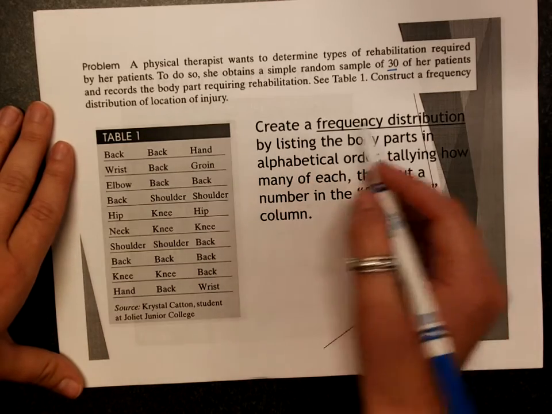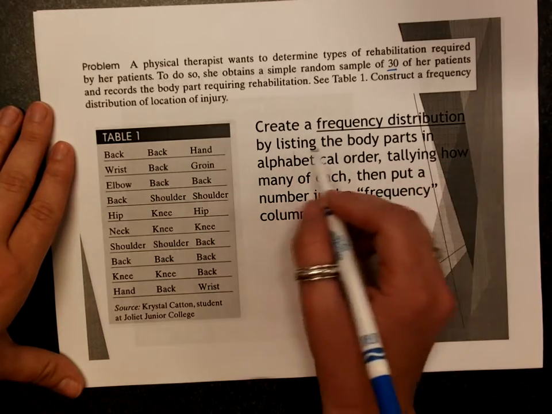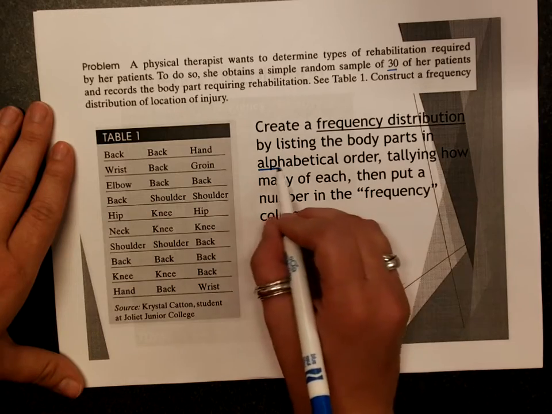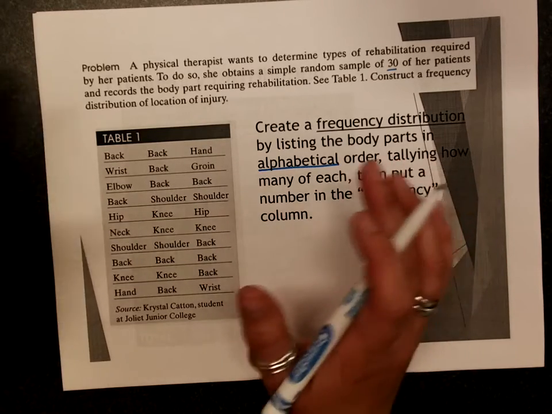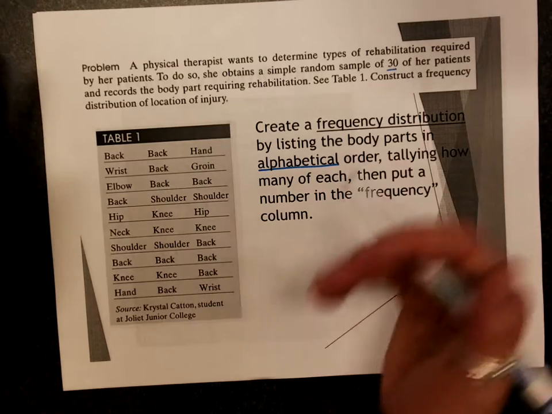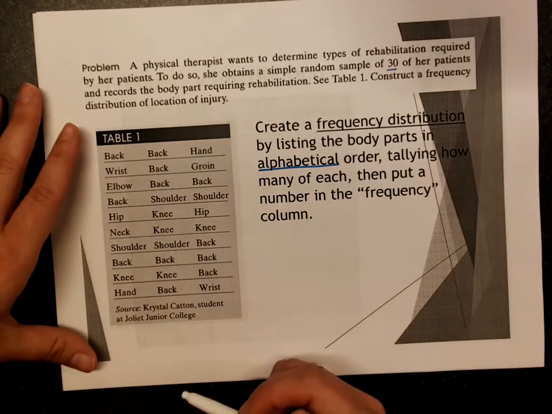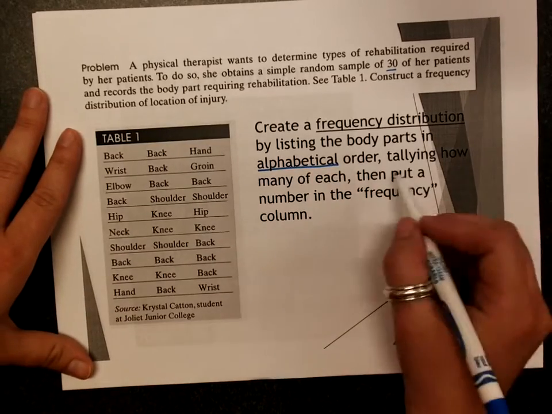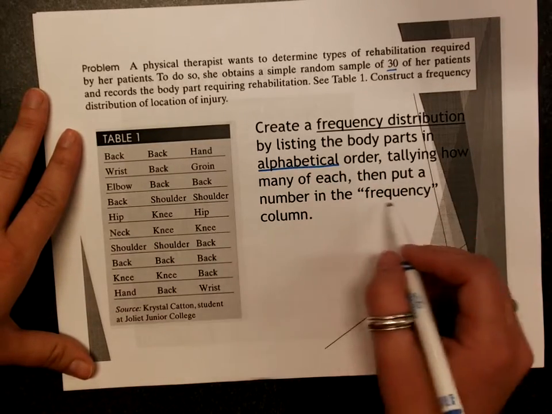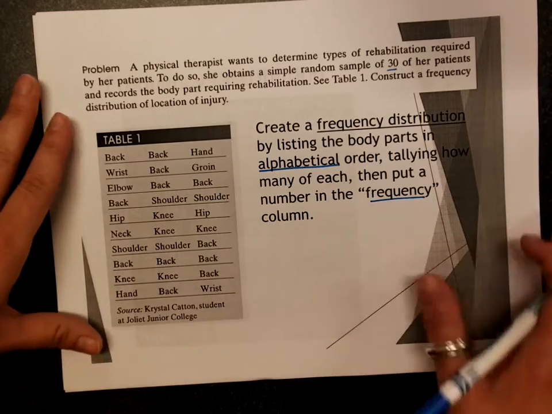So we're going to create what's called a frequency distribution by listing the body parts. We're going to go in alphabetical order. Technically, you can use whichever order you want. The book does not go in alphabetical order. I just think for consistency, going in alphabetical order makes sense, but it really doesn't matter what order you go in. And we'll tally up how many of each and put the number in a frequency column.